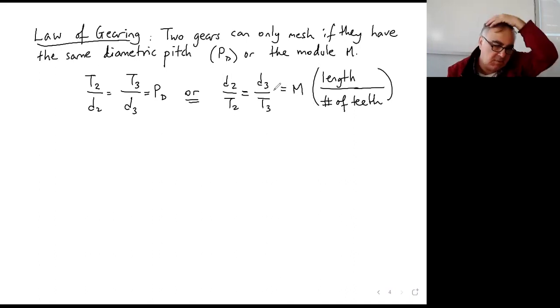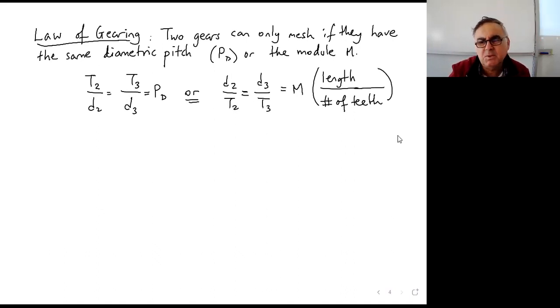Let's keep this in mind. So that's why, instead of using diameters in the gear ratio, we can use the number of teeth. If they don't have the same module or diametric pitch, the gears cannot mesh, cannot get into contact with each other.